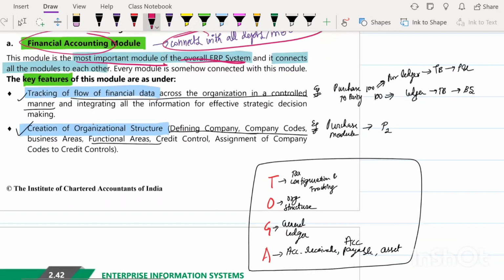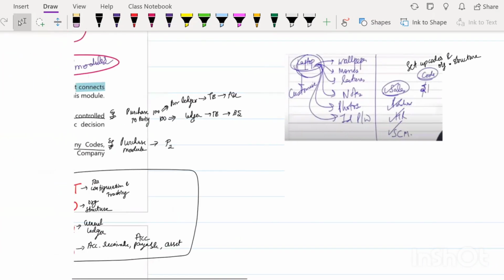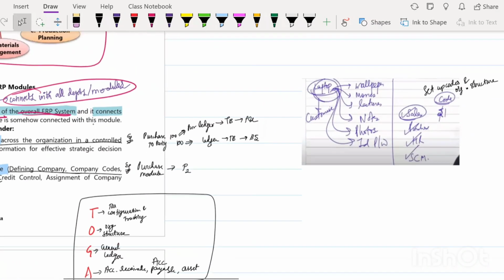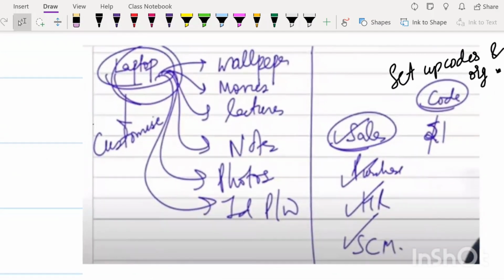Now we are going to read the features of this module. If you get a new mobile phone or a new laptop, you will start customizing it. You will have your own wallpaper. You will put in your movies. You will put in your lectures. You will put in your notes.